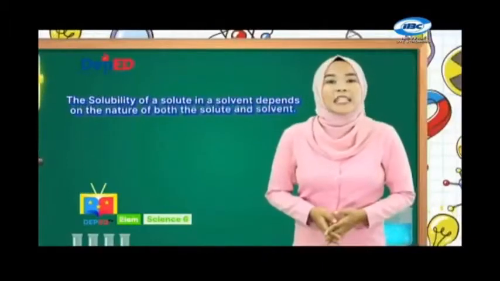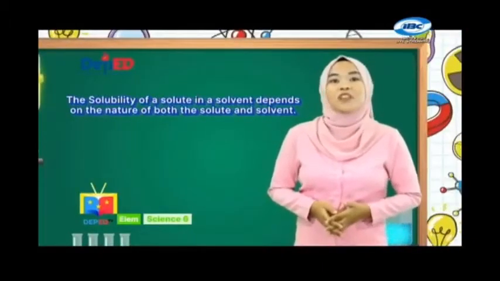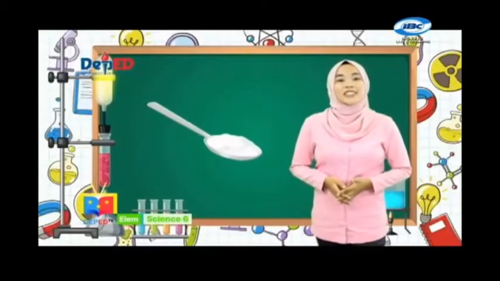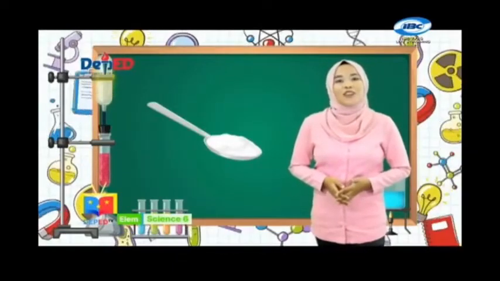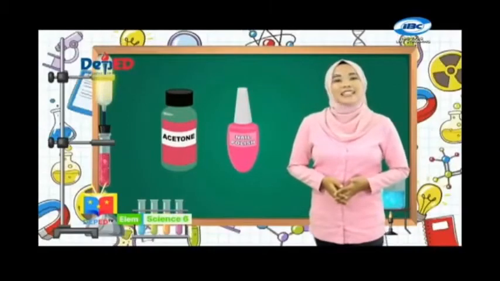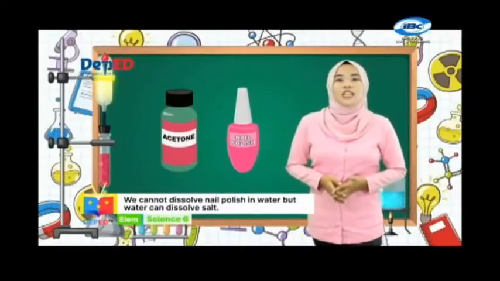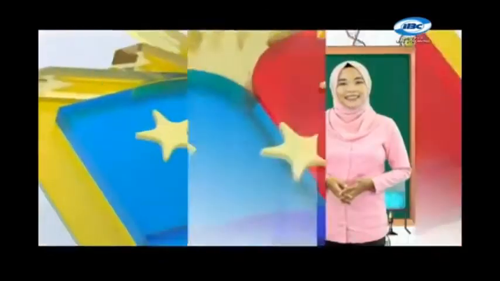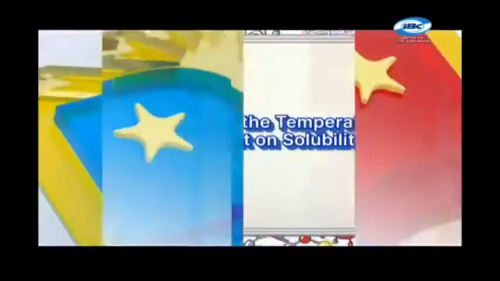The solubility of a solute in a solvent depends on the nature of both the solute and solvent. Example, salt, a solute, dissolves in water, a solvent. Nail polish dissolves in acetone. We cannot dissolve nail polish in water, but water can dissolve salt. The effect of the temperature of a solvent on solubility.